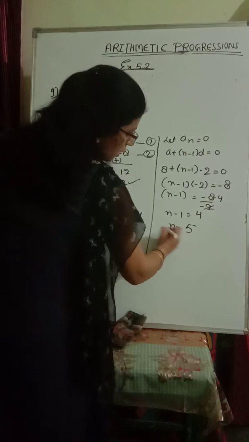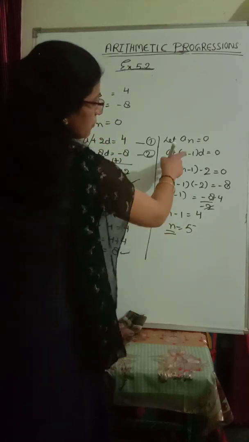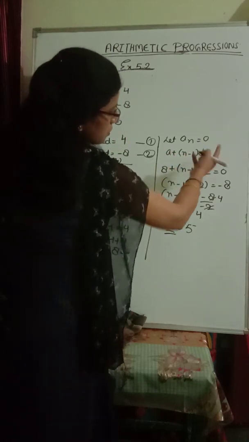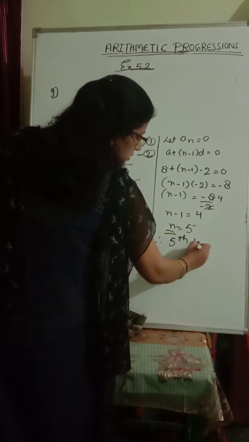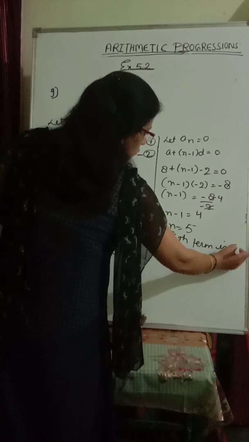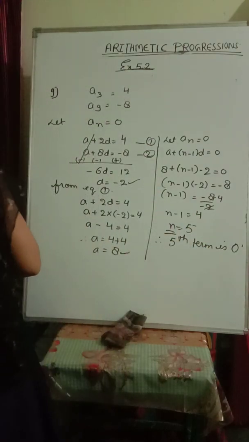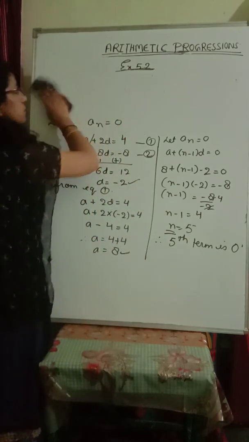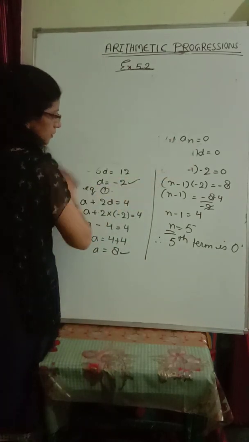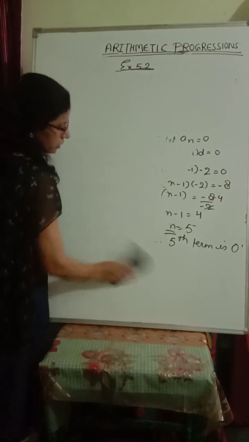So which term is it? The fifth term. Since n is 5 here, a plus 4d is equal to 0. So it is the fifth term. Therefore the fifth term is 0. Okay, this was the 9th question. Let us do the 10th question. Okay, the 10th question we are doing.